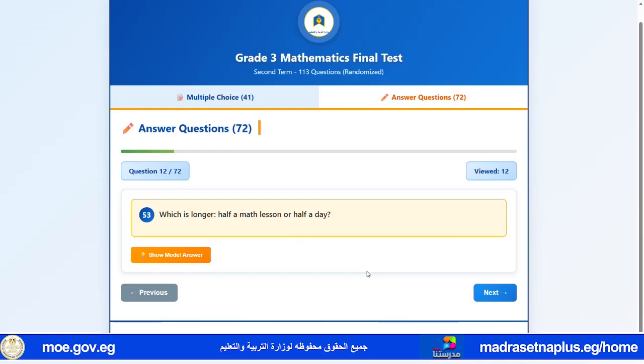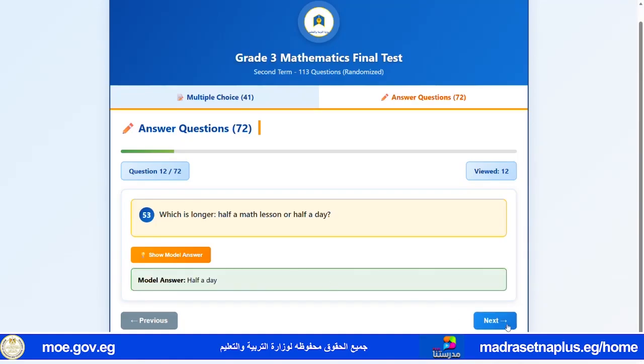Which is longer, half a math lesson or half a day? A math lesson is about 45 minutes. Or if you have a double period, it will be 1 hour and a half. That means what? 90 minutes. But half of a day equals what? Yes, 12 hours. So which is bigger, 12 hours or 1.5 hours? That means this is which is longer. Yes, it's easy to get. Half a day is longer than half a math lesson.